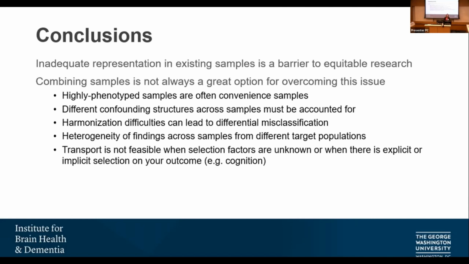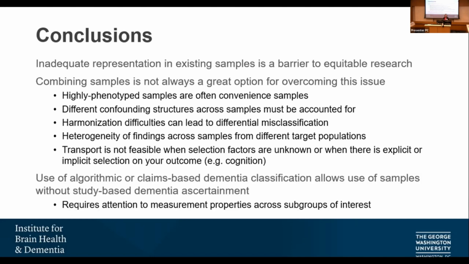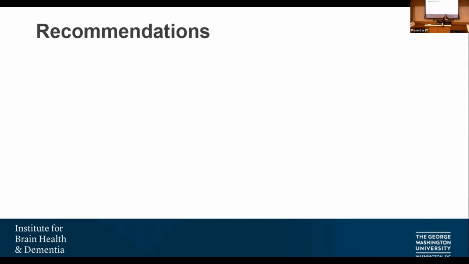And I'm working on some transportability stuff now, and this is really, really hard. So that's not going to solve this for us. I also think that use of algorithmic and claims-based dementia classification does allow use of samples without study-based dementia ascertainment, but you really want to be careful that you understand what you're doing and you have thought about the measurement properties of the instruments that you have.